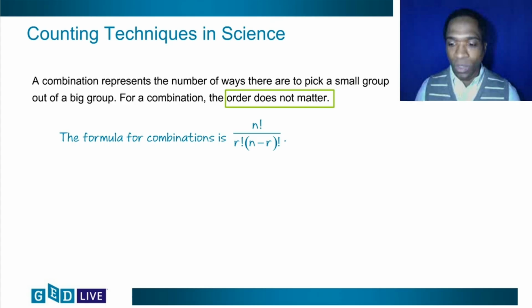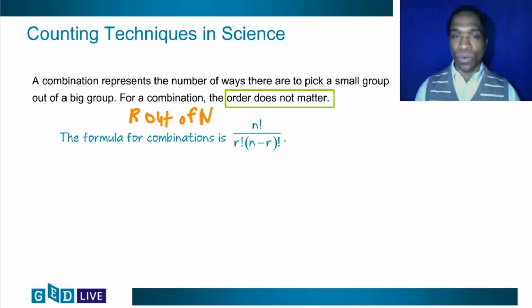Okay, so let's break this up. R in the formula is the number in the small group that's being chosen out of n. And n is the number in the big group. So just keep that in mind. It's always R out of n. So that'll keep you on the right track. Beautiful.